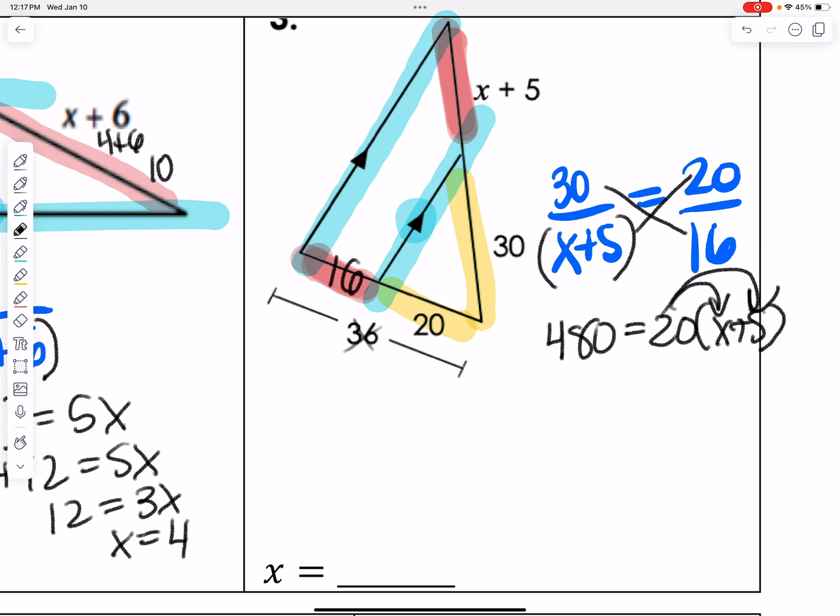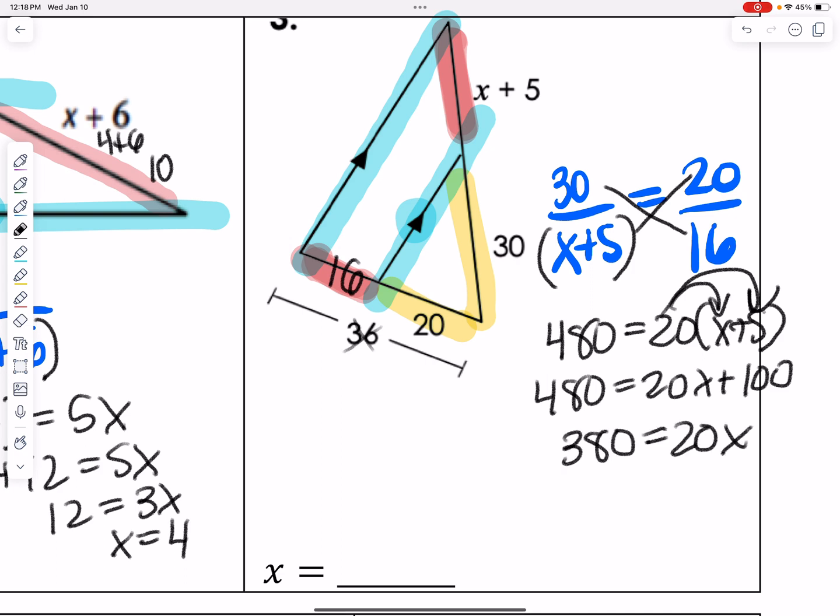Okay, so what we end up getting when we cross multiply is 20x plus 100 equals 480. And then you subtract 100 from both sides, and you divide 380 by 20. And when you get that, you get x equals 19. Again, check yourself before you wreck yourself. 19 plus 5 would give me 24. And then the way that 24 relates to 30 is the same way as 16 relates to 20.